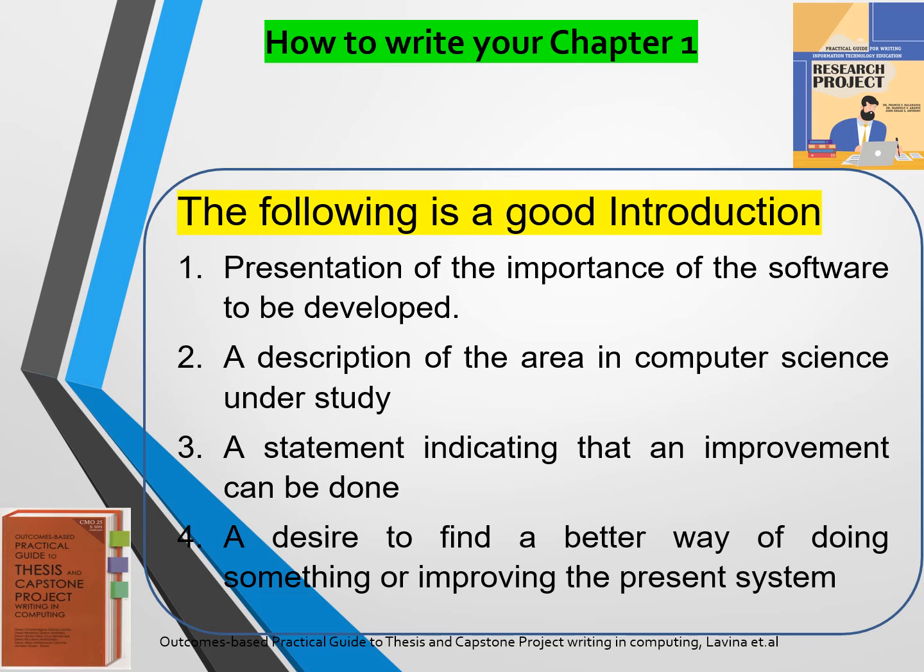For number 2, a description of the area in computer science under study. In our example, the area of computer science under study is AI. Artificial intelligence research is an attempt to discover and describe aspects of human intelligence that can be simulated by machines. A good example: play games of strategy and learn to play better than people.